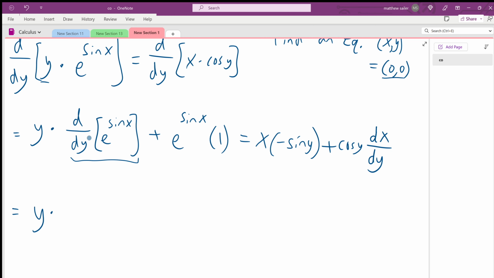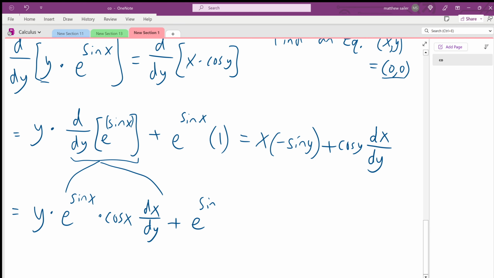But this is going to equal e to the sine x times the derivative of what we had in the top there, so times cosine of x. But since this is taken with respect to y, we want to include the dx/dy. And so that is that derivative. Now we have plus e to the sine of x equals negative x sine y plus cosine of y dx/dy.